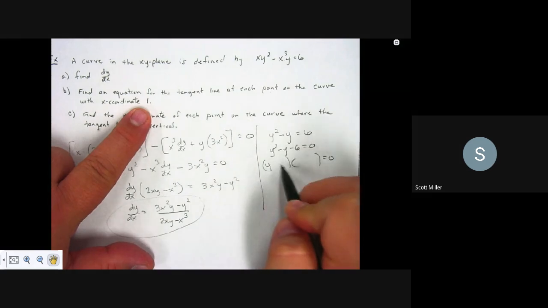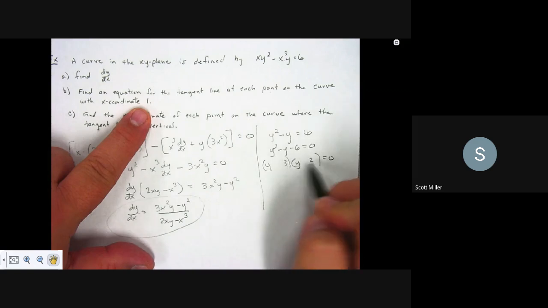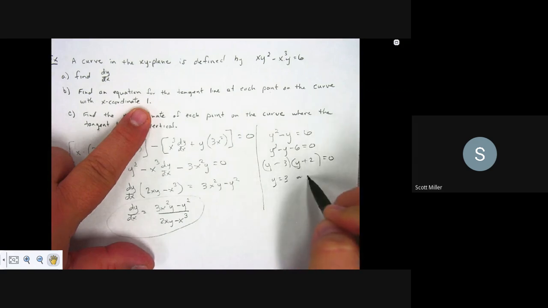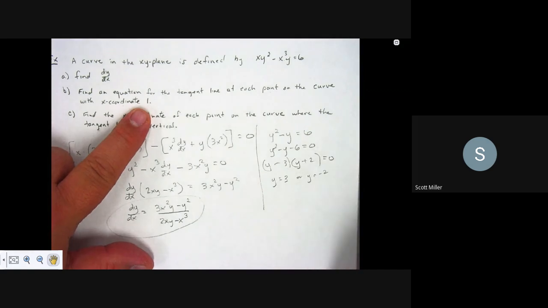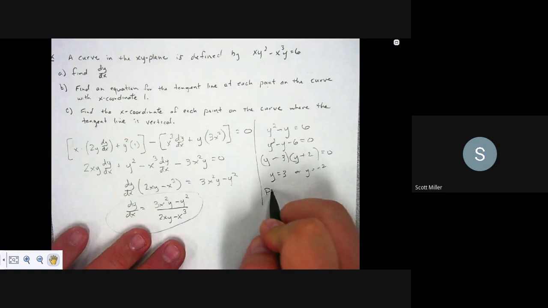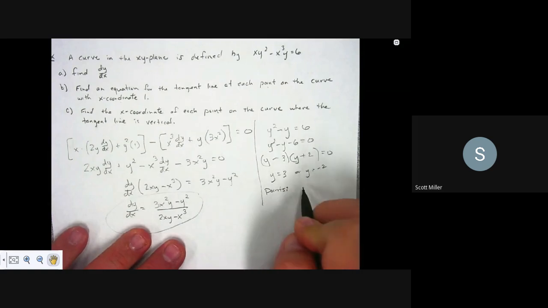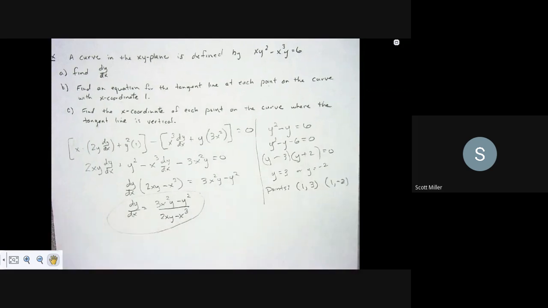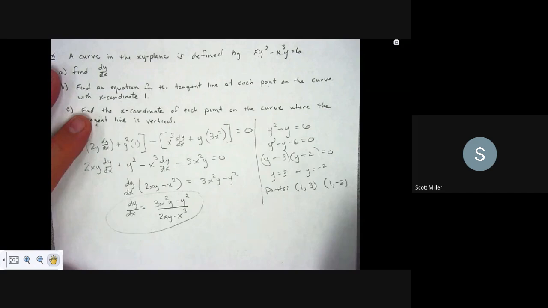So y is going to be 3 or y is going to be negative 2. Okay, so that means the two points you need to look at in our problem are (1, 3) and (1, negative 2). So this tells me I'm going to have two different tangent lines. Okay, so that means I've got to find the slope of each one.